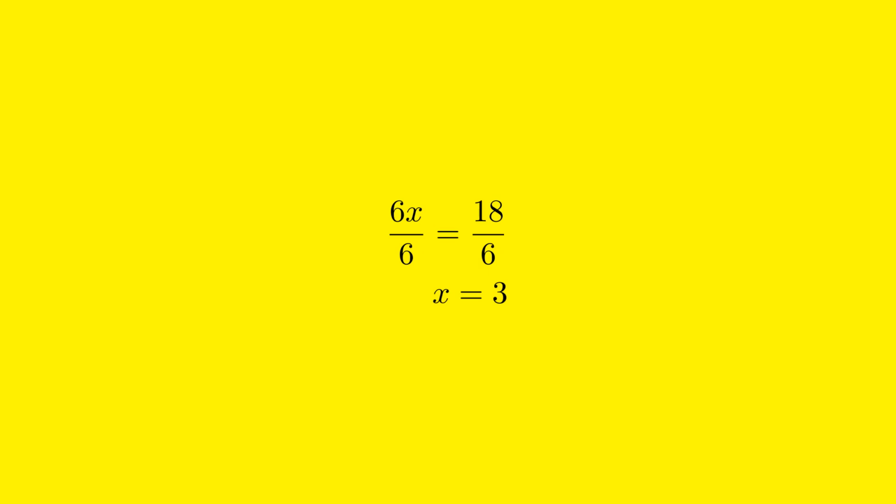So we rewrite the equation as 6x divided by 6 on the left side and 18 divided by 6 on the right side. This simplifies to x equals 3. By performing this step, we have now solved for the variable x. The solution is x equals 3.